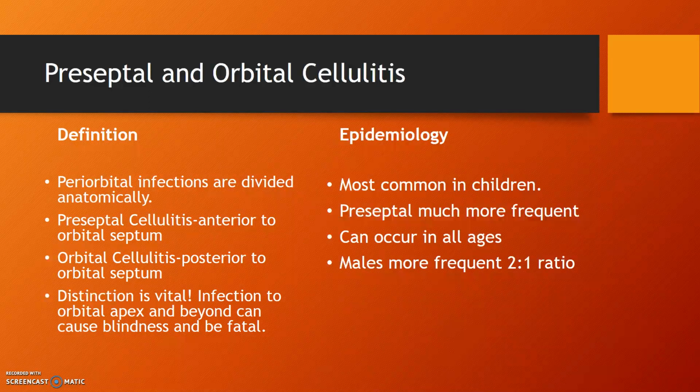Epidemiologically, cellulitis is most common in children. Preseptal cellulitis is much more common and frequent than postseptal or orbital cellulitis, the posterior, and that's a more positive thing. However, orbital cellulitis and preseptal cellulitis can occur at any age. Interestingly, the male frequency is double that of female.